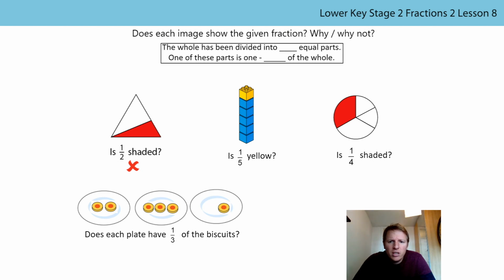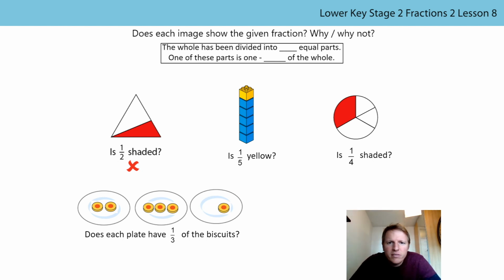So well done if you said that. Even though one of the parts is red, they're not equal parts, so we cannot use the fraction 1/2. What about the next image? We've got some cubes, haven't we? Let's look at the cubes. We've got blocks. One of them is yellow. 1, 2, 3, 4, 5 of them are blue. So does that mean 1/5? Is that what we write? Let's go back to our sentence to help us.